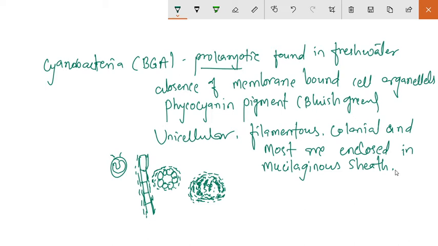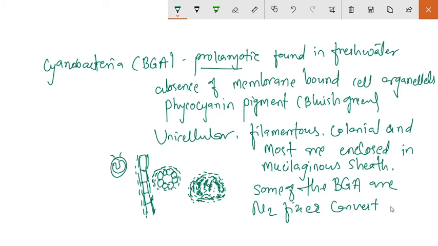Okay, so some of the blue green algae are prominent nitrogen fixers in terrestrial as well as aquatic systems. Some of the blue green algae fix nitrogen in water, that is in the aquatic system, and some may fix nitrogen on the land. Okay, so they are terrestrial. They are prominent nitrogen fixers, they convert it into ammonia, NH3.